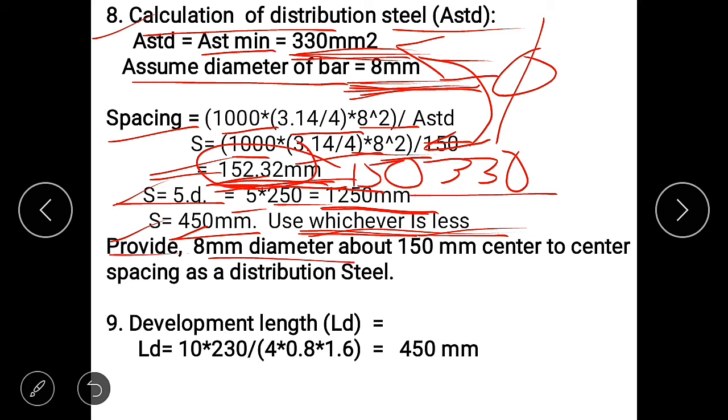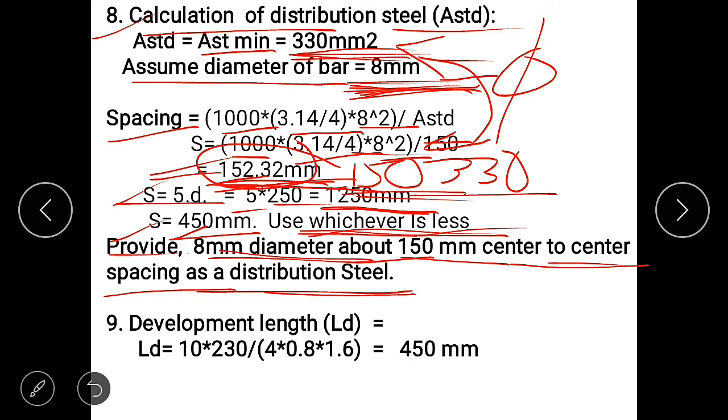So provide 8 mm diameter bars, we assume here 8 mm, at 150 mm center to center. Spacing as 150 mm center to center as a distribution steel.